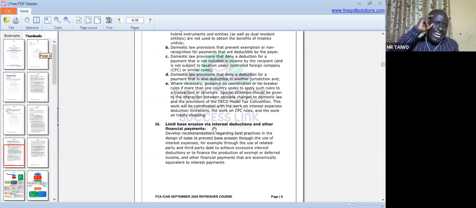This one will attack the use of thin capitalization. When we say use of thin capitalization, as a technique of carrying out base erosion and profit shifting, we say if the company is thinly capitalized, there will be high interest payment, which will reduce the tax liability in that country. Then we need to limit the base erosion via interest deduction.